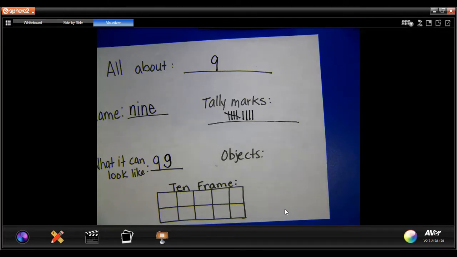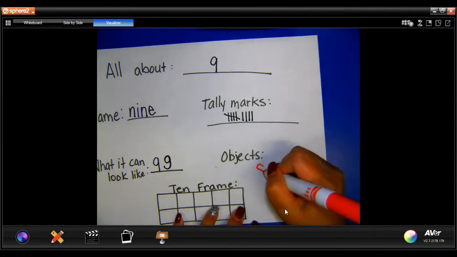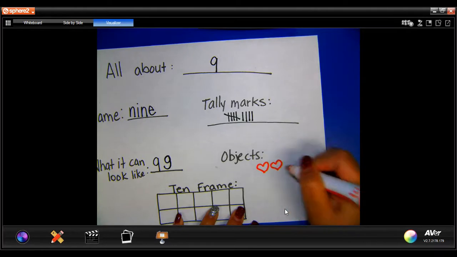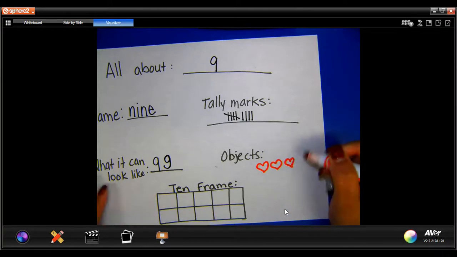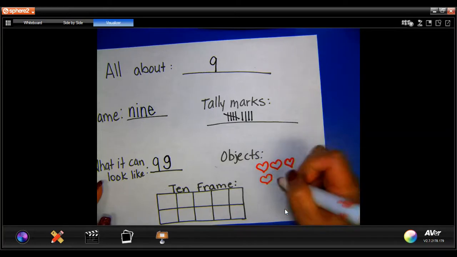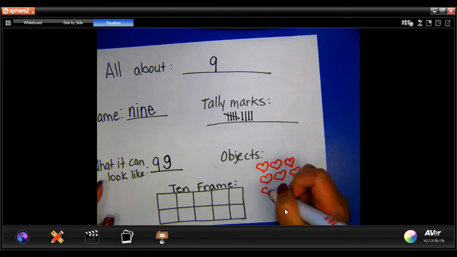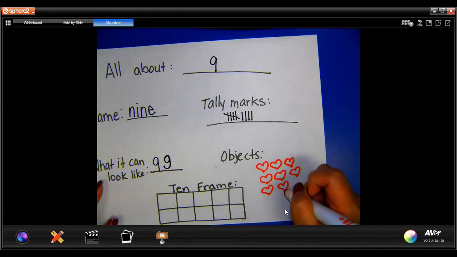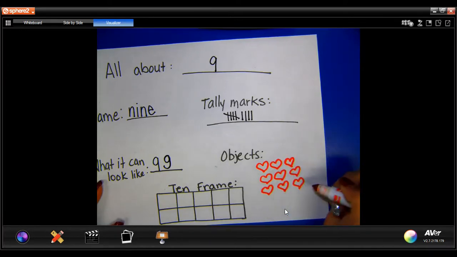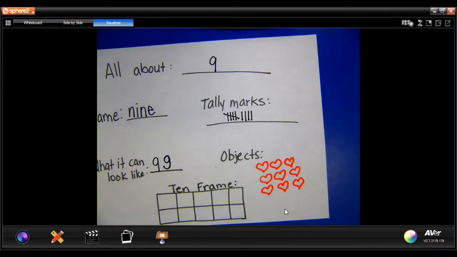Let me think what I'm going to draw. What can I draw? I think I'm going to do 9 hearts today. I'm going to use the red marker. So let me do 1, 2, 3, 4, 5, 6, 7, 8, and 9. Okay. Be careful when you're drawing yours. Make sure you do 9.